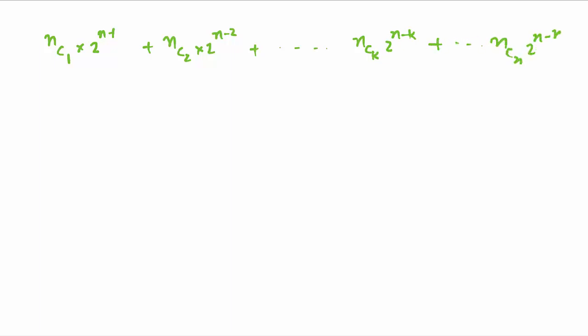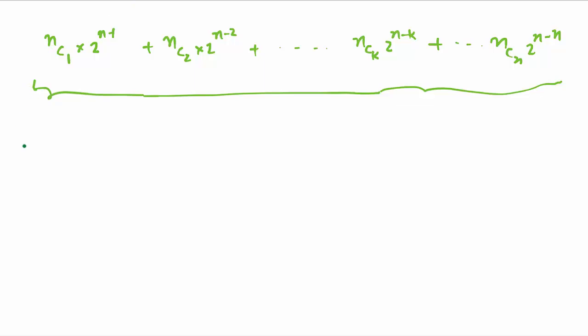So what we need to do is just sum it up, right? nC1 into 2 power n minus 1, plus nC2 into 2 power n minus 2, plus dot dot dot, nCk 2 power n minus k, plus nCn 2 power n minus n. So this is the answer, right? But can we solve it further using the binomial theorem?